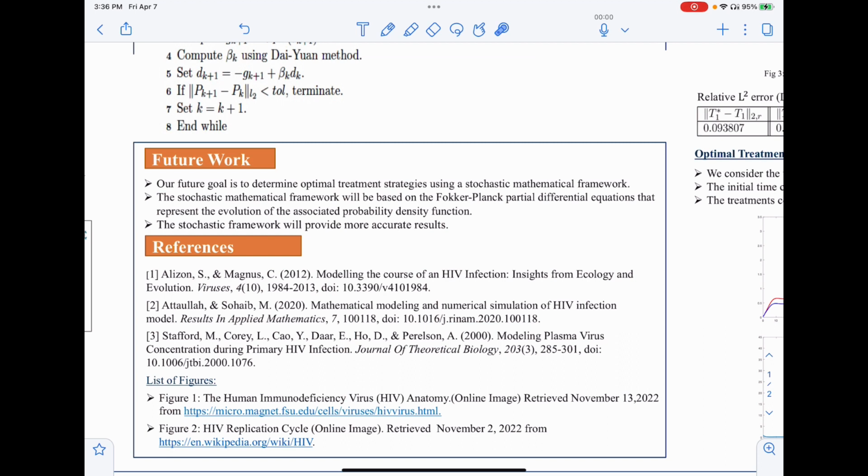Our future goal is to determine optimal treatment strategies using a stochastic mathematical framework. The stochastic mathematical framework will be based on the Fokker-Planck partial differential equations that represent the evolution of the associated probability density function. The stochastic framework will provide more accurate results.